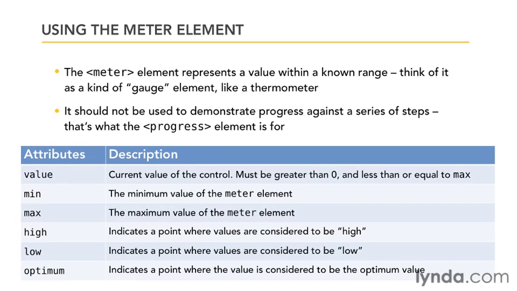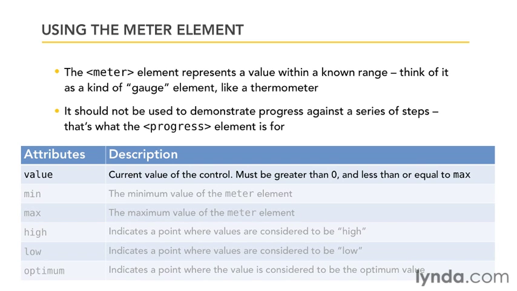So we have more attributes available to us on meter than we do on progress. The first is the value attribute, which is the current value of the control. And that should be greater than or equal to 0 and less than or equal to the max value. Min represents the minimum value of the element, and max represents the maximum value. So those are pretty self-explanatory. Then we have a couple of other attributes that we can use on gauges. We have a high, low, and optimum value.